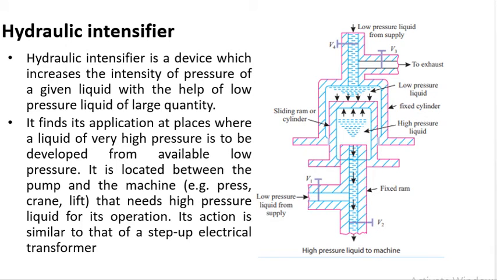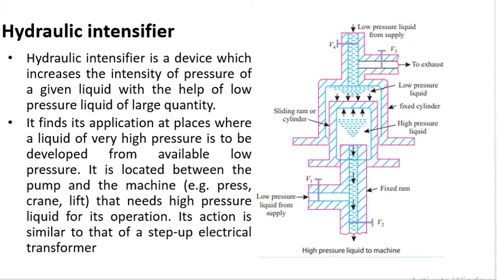What is hydraulic intensifier? So hydraulic intensifier is a device which increases the intensity of pressure of a given liquid with the help of low pressure liquid of large quantity. It finds its application in places where a liquid of very high pressure is to be developed from available low pressure. It is located between the pump and the machine that needs high pressure liquid for its operation. Its action is similar to that of a step-up electric transformer.